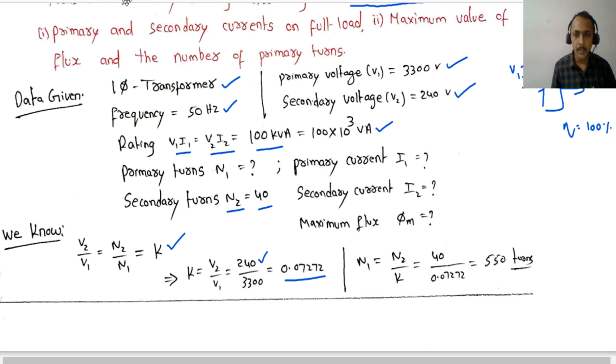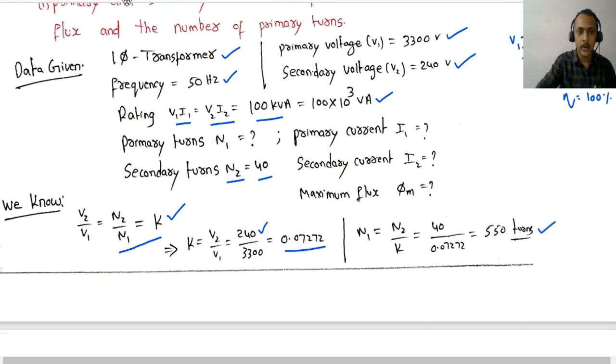And once you know the value of K, N1 will be how much? It is simply N2 by K. N1 equal to N2 by K. Why? Because N2 by N1 equal to K. Clear? N2 equal to 40 already given, K you have just now found out. Therefore, our N1 will be 550 turns. Primary turns is over.